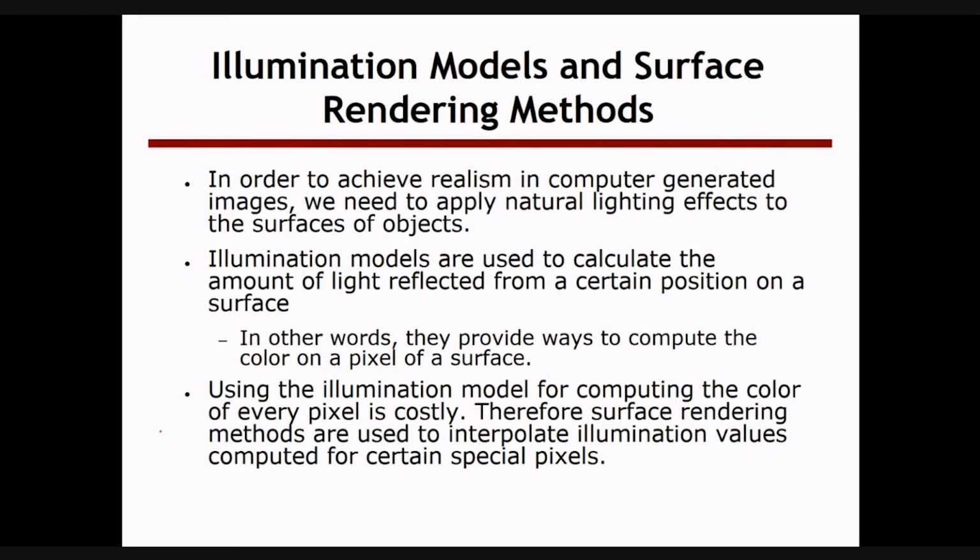Whatever values have been calculated, we try to give the same information to the neighbor pixel, and likewise we go on and create a complete scenario where we have multiple things to be illuminated. Instead of calculating the same value again and again, we are interpolating multiple values that we might have in our scenario. That is the basic thing in the illumination model and surface rendering methods.